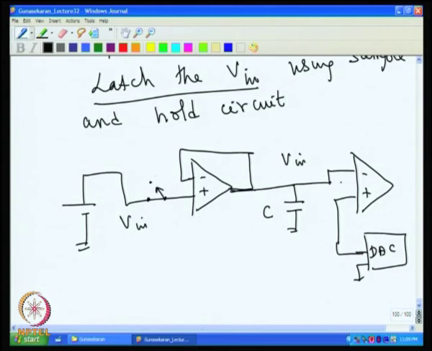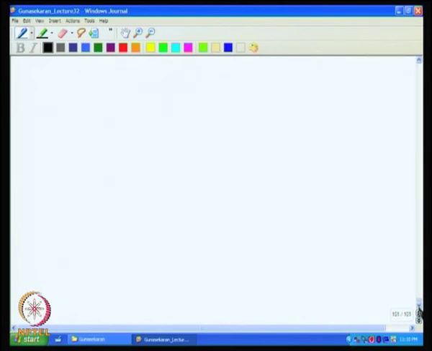So, one possibility is that the capacitor should not discharge when I open the switch. Before starting the conversion, I will latch the voltage in the capacitor and then open the switch and retain this voltage. We can achieve this by slightly modifying this circuit.